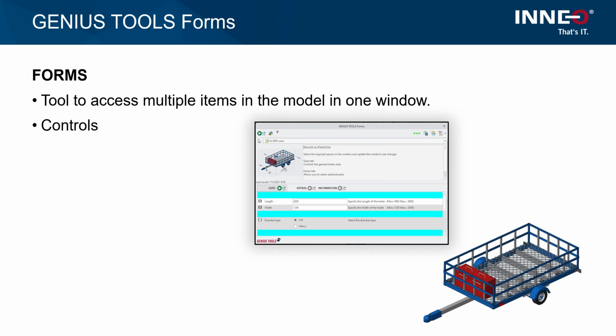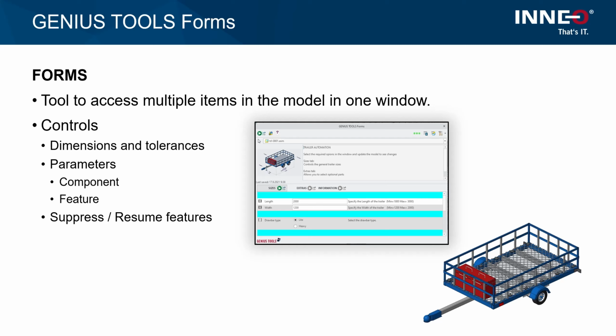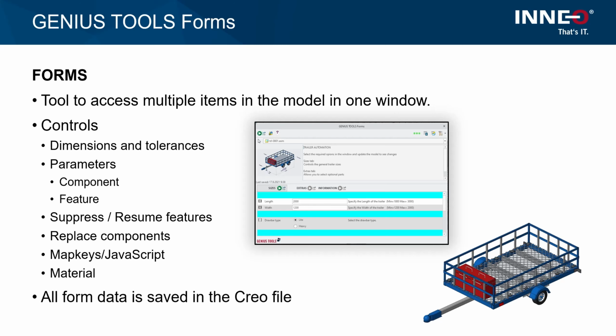So what can we control? From the form we can control dimensions, tolerances, parameters. So parameters in components or feature level, or at the top level. We can suppress and resume features, we can replace components, you can have map keys inside the form, you can assign material from it. So there's quite a lot of information that you can access directly from a single window, and all this information in the form is saved in the actual file. So it's not another separate file that you have to manage and work with when you work inside a design.